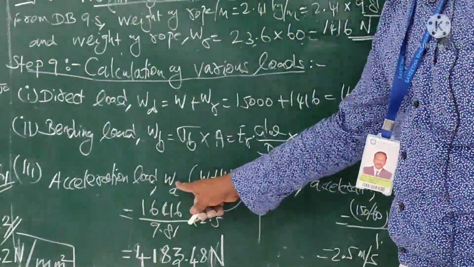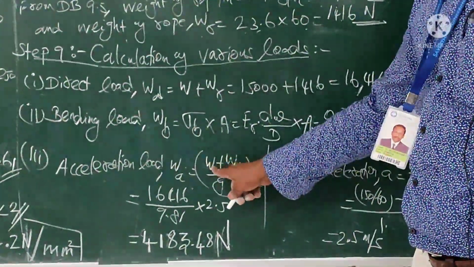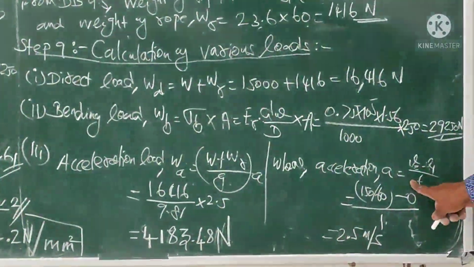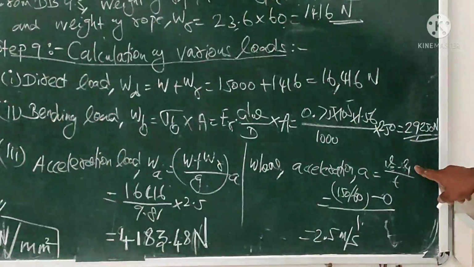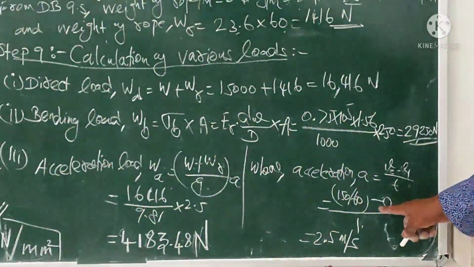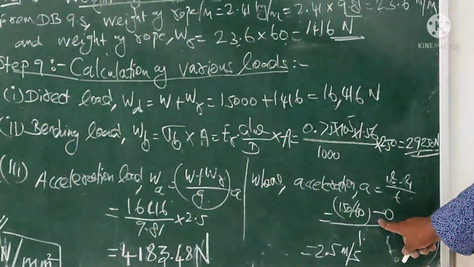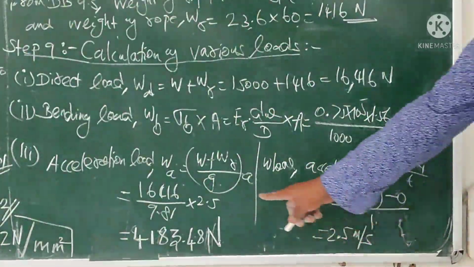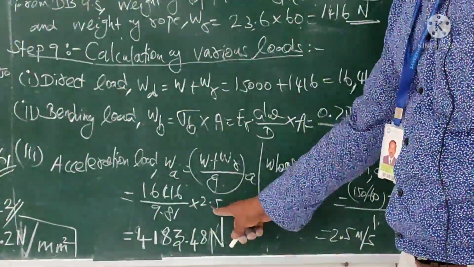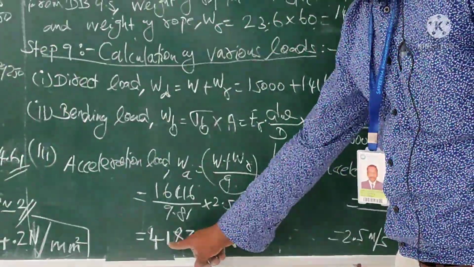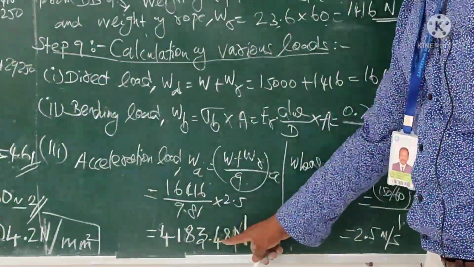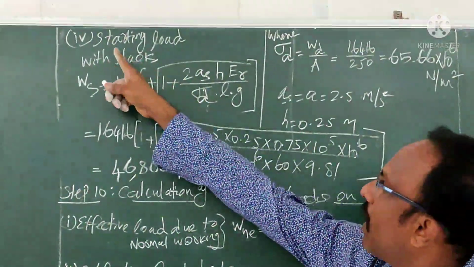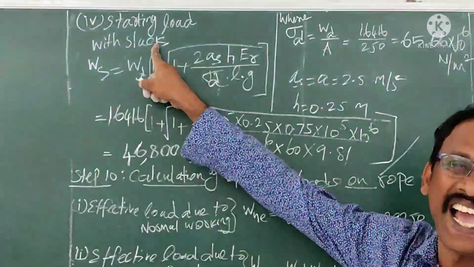Third load is acceleration load. WA is equal to W plus WR by G into A, where A is equal to acceleration, that is equal to V2 minus V1 by time t. So, 150 by 60, V2 minus initial velocity 0 by 1, equal to 2.5 meter per second square. Substitute these values, 16,416 into 2.5 by 9.81, we get 4183.48 Newton.